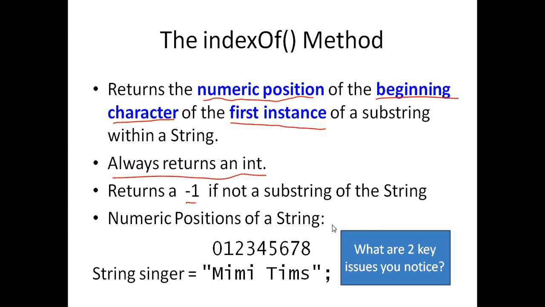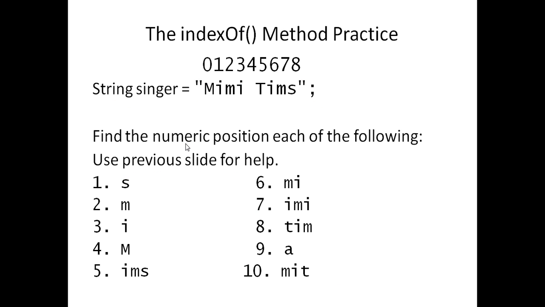The numeric positions of a string are as follows. So if you have a variable called singer, it's a string, and you've got this value here, the position of the first character is 0. And then it just counts on through, and the space holds a position, as in this case you can see it's a 4. So these are the numeric positions. You're going to be using the indexOf, and it's going to ask you to find, well, what is the position of the s? Well, it's 8. What is the position of this m? Well, it's position 2. So it's going to return an int.